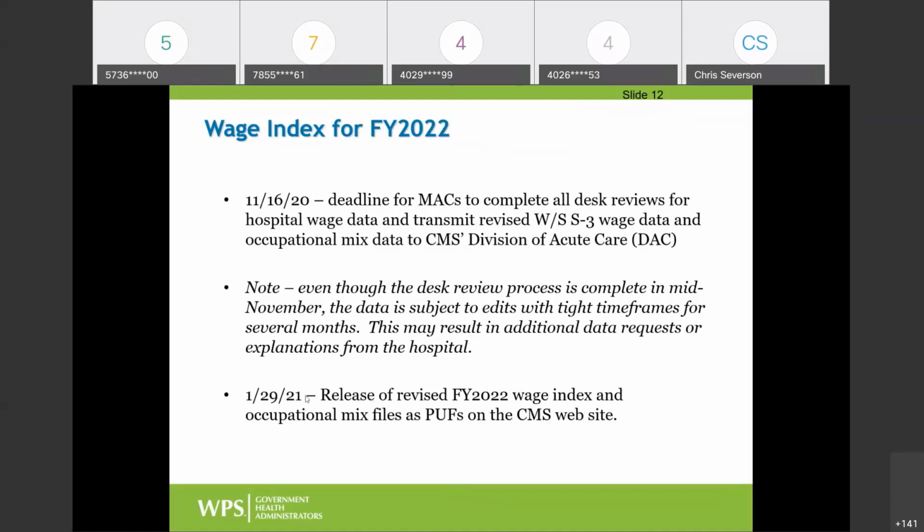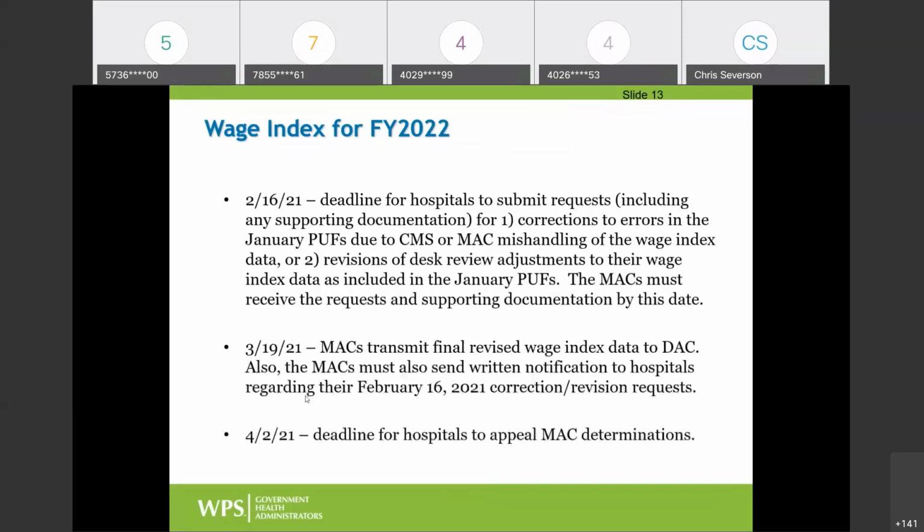On January 29th of next year, that's the due date for CMS to release, that's their time frame at least, to release the fiscal year 2022 wage index and the occupational mix files under the public use file. So that'll be available on the CMS website. They usually communicate that pretty well, so you'll be aware of it, and you'll be able to identify if there are any concerns. And that leads us to this next time frame of February 16th, 2021.